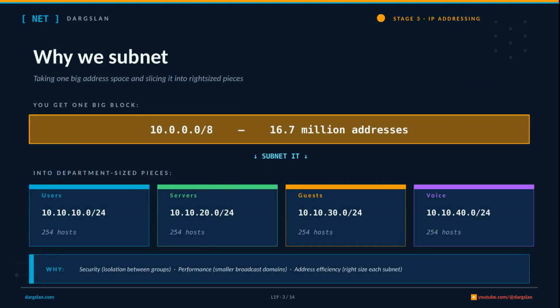But before we dive into the mechanics, let's answer the obvious question. Why bother subnetting at all? Imagine you're handed the entire 10.0.0.0/8 block. That's nearly 17 million addresses sitting in one giant pool. Dump every device in there together, and you've got a security nightmare and a broadcast storm waiting to happen. So instead, we slice it. Users get their /24, servers get theirs. Guests and voice each get their own. Same address space, but now organized by purpose: better security, smaller broadcast domains, and no wasted addresses.